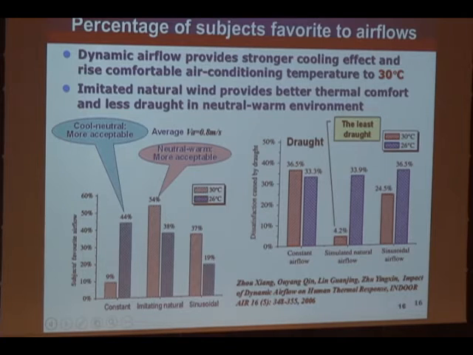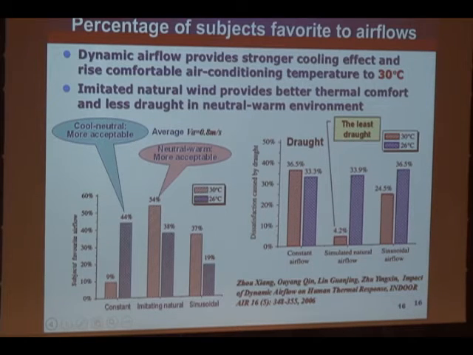The second rate is simulated natural wind. The people don't like sinusoidal airflow. But in the high temperature, most people chose imitating natural wind. Now, very few people choose constant flow.